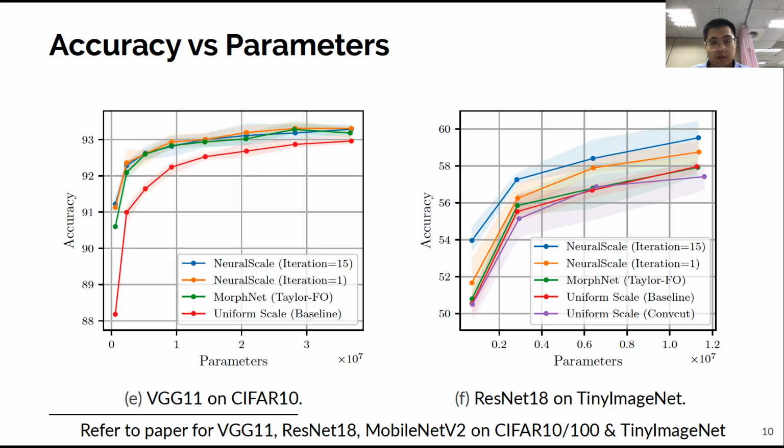Here we plot the accuracy comparing NeuralScale with other approaches. The baseline, shown in red, uses uniform scale mentioned in the previous slide. The left plot shows the result of VGG11 and CIFAR10. Improvement in accuracy between NeuralScale and MobileNetV2 is marginal here. The right plot shows the result of ResNet18 and TinyImageNet. Improvement in accuracy between different approaches can be observed more clearly in this example.